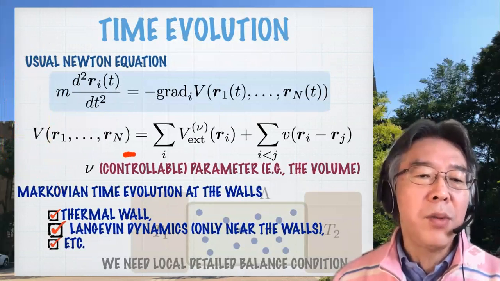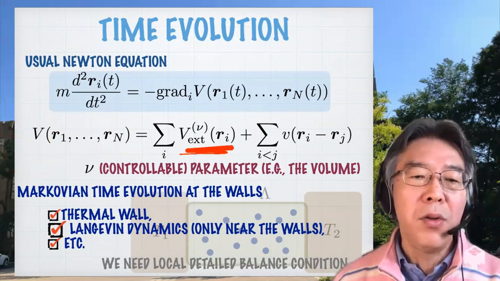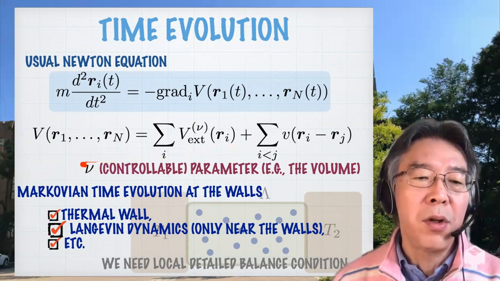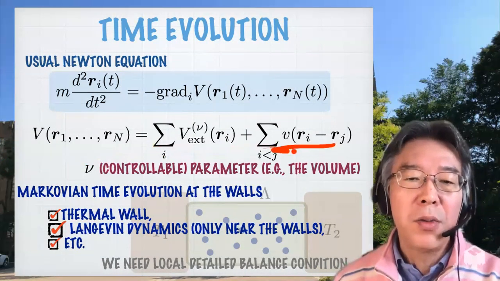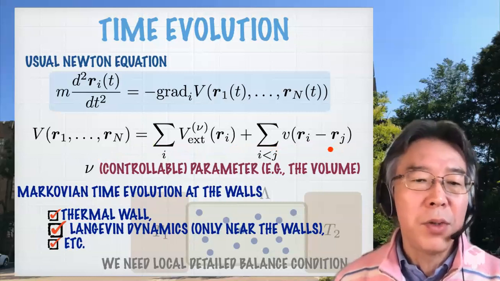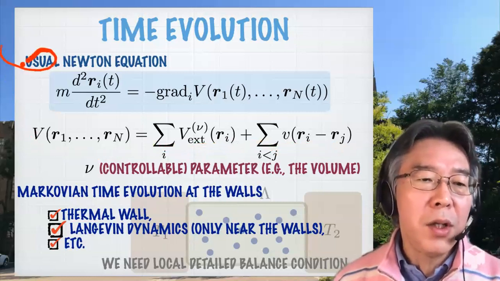We assume for simplicity that this external force potential contains this controllable parameter, like external field, volume, or whatever. And here's the two-body interaction, but this can be almost anything. And this is the deterministic part.